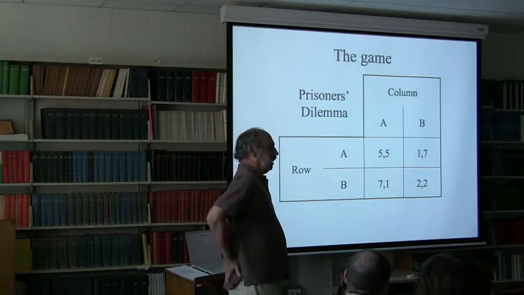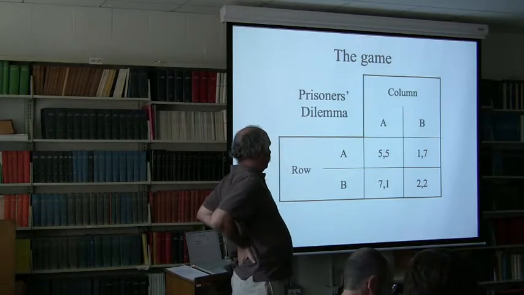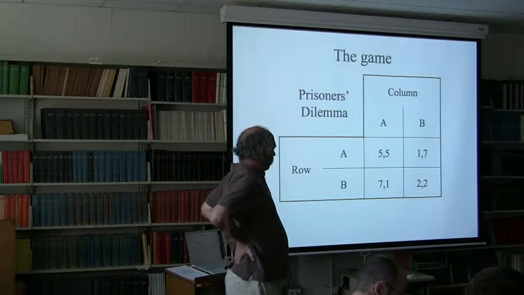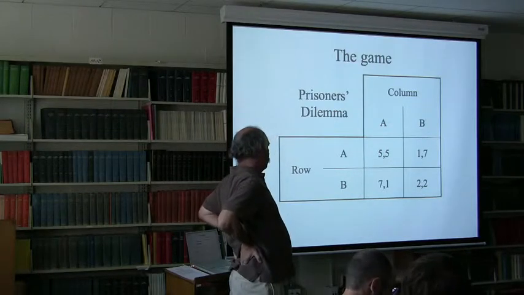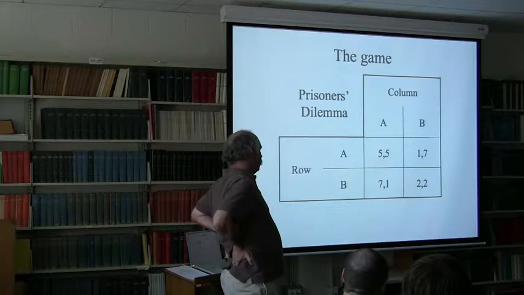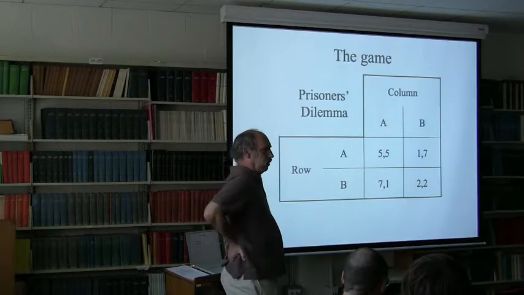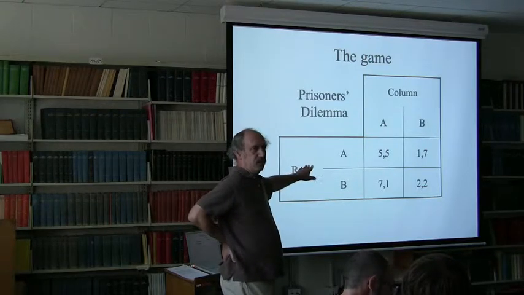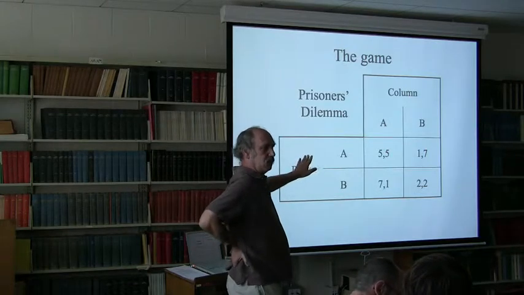So if your payoffs are money, you always will do better on an individual level if you choose B than if you choose A. Does anybody need me to show you why that's the case? Nobody's going to embarrass themselves.